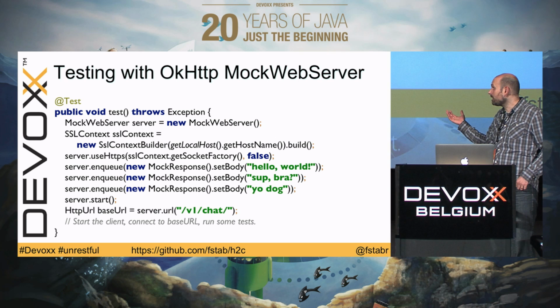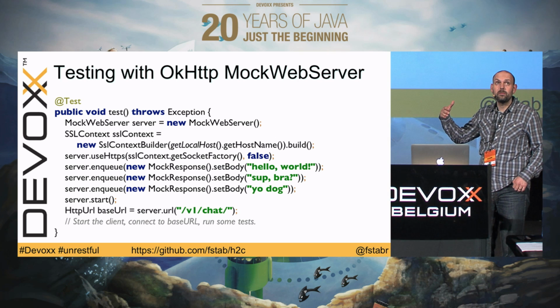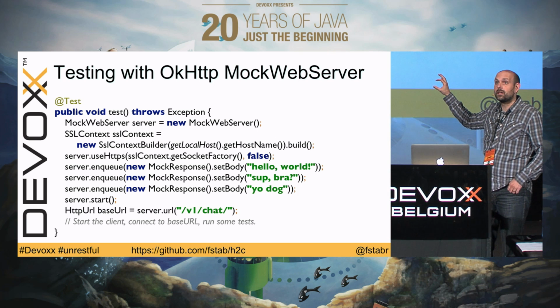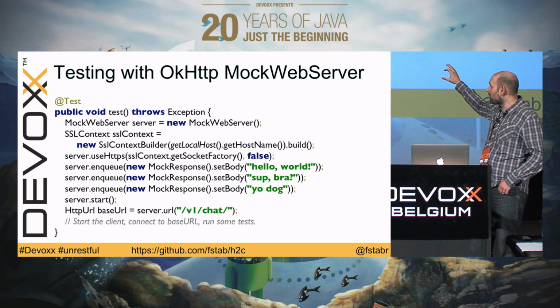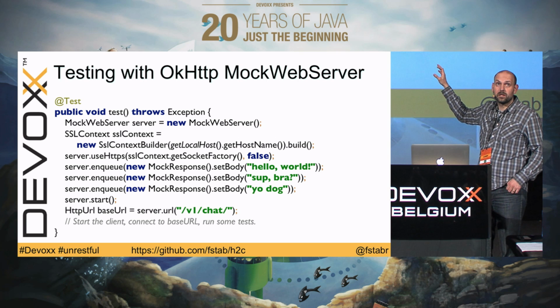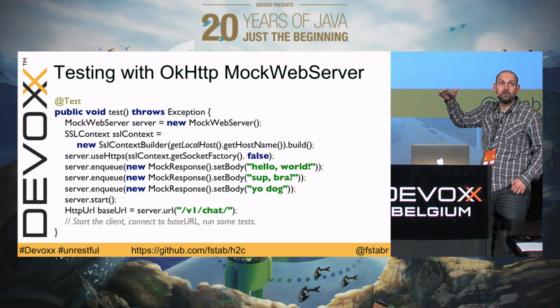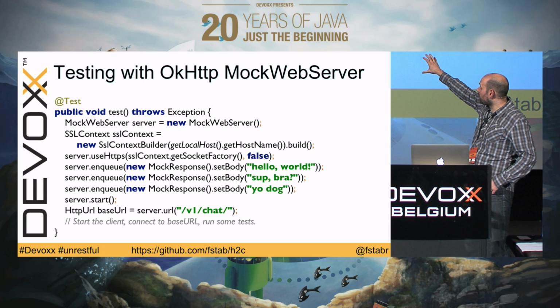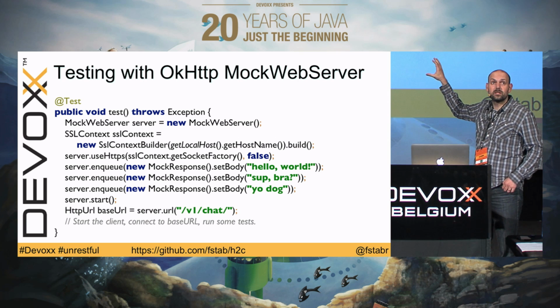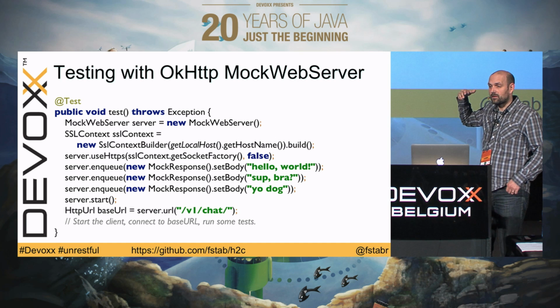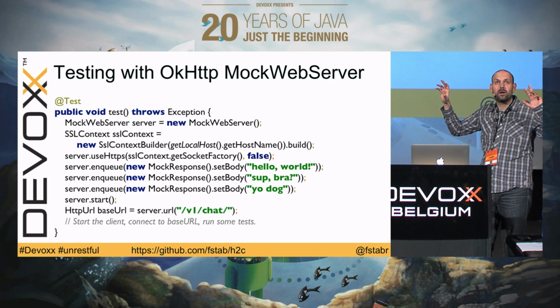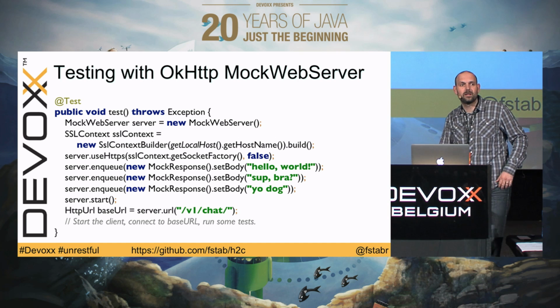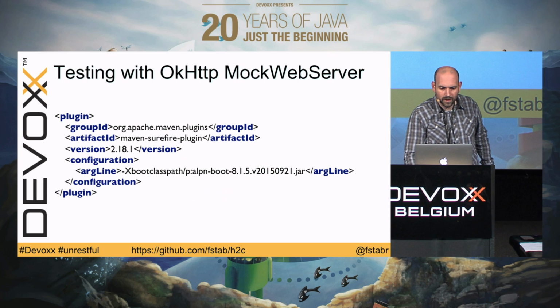It works really well and doesn't require Docker, but as I told you in the beginning of the talk, if you want to use HTTP2, you need an SSL library that supports HTTP2. So that means when you want to start that for testing HTTP2, you need to start it with this special boot class path parameter that you need to have HTTP2 support. How do you do that?